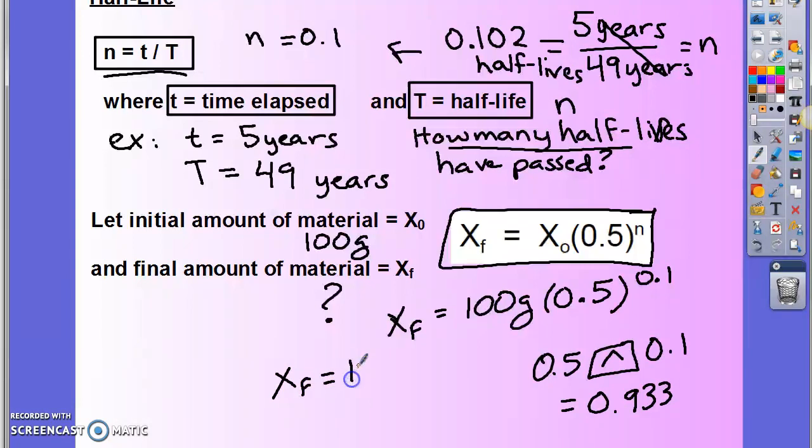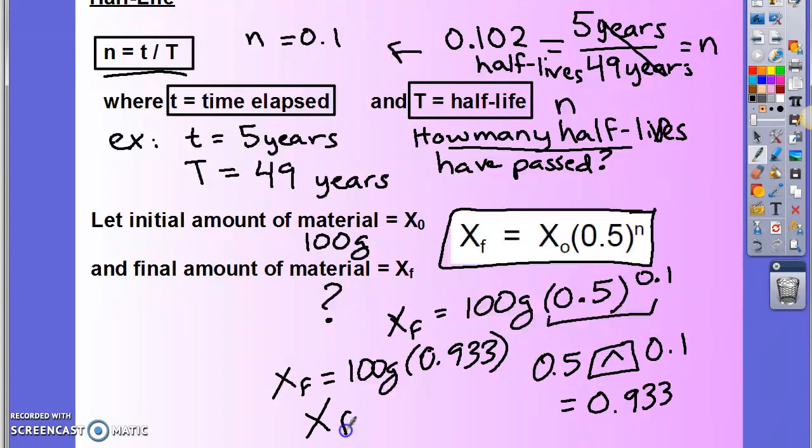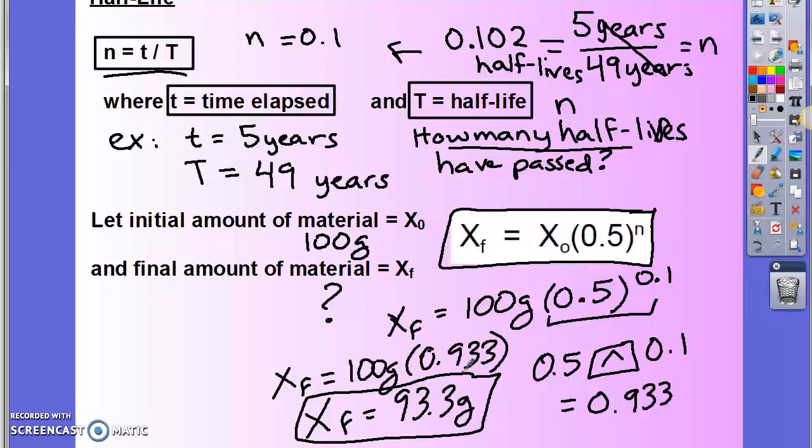xf equals 100 grams times 0.933. So that's where I've literally just taken the 0.5 and raised it to the 0.1 power, and that gave me 0.933. So now if I take that times 100, my final amount will give me 93.3 grams. So let's think about whether that number makes sense. We know that this stuff is decaying, so my final amount should be less than my initial amount, and 93.3 is indeed less than 100 grams.